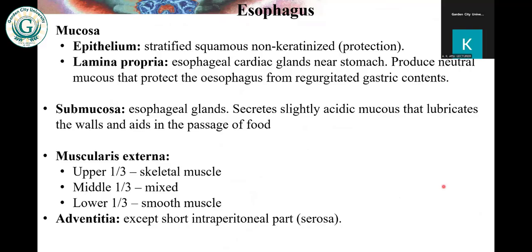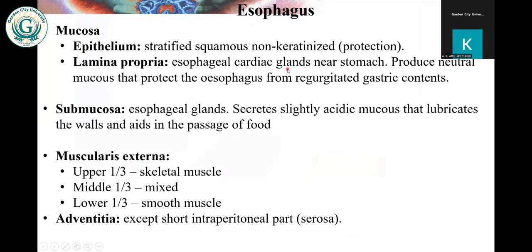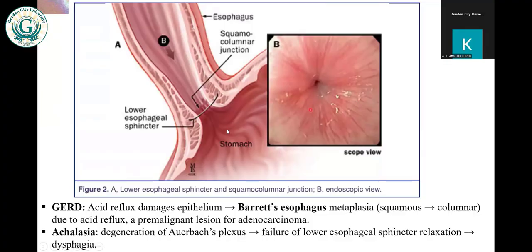In terms of the histology, I explained that the esophagus has a stratified squamous non-keratinized epithelium. In the lower part of the esophagus, in the lamina propria, there are glands, the esophageal cardiac glands, and those ones neutralize the acidic reflux from the stomach.